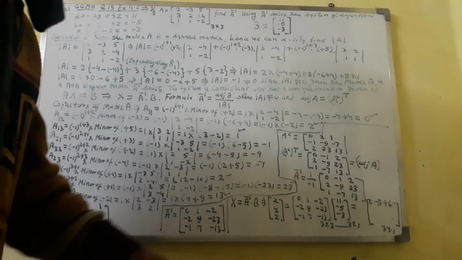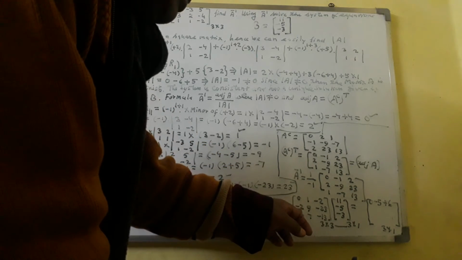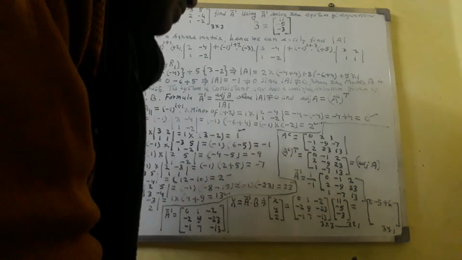Now look at this one. Plus 11 will multiply by -2 comes out to -22. So here write -22. And here plus 9 will multiply by -5 comes out to -45.